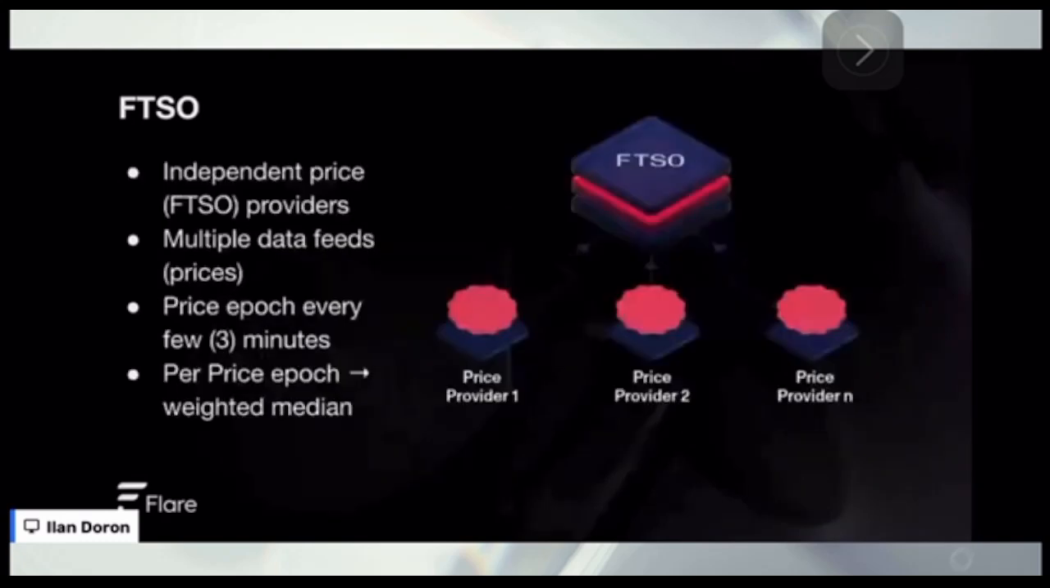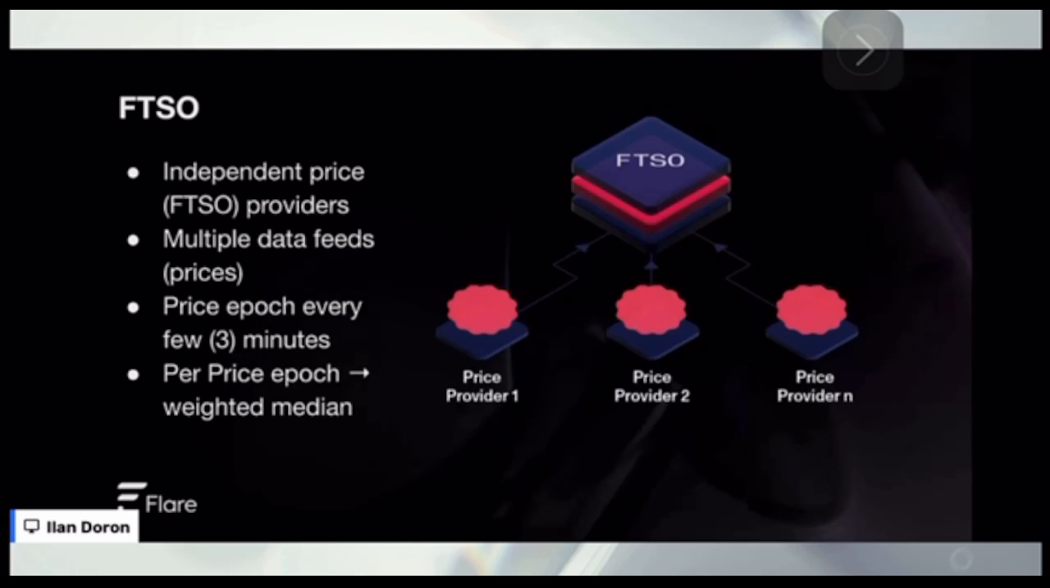So here's the high-level description of the system. The FTSO actually is a set of contracts. Each price pair has one contract, which is deployed on Songbird at the moment. Multiple price providers, external providers, try to get price feeds from as many data sources as they can, and they feed prices to the contracts every 3 minutes. This is done in a commit and reveal scheme, so no one can copy prices from another provider.